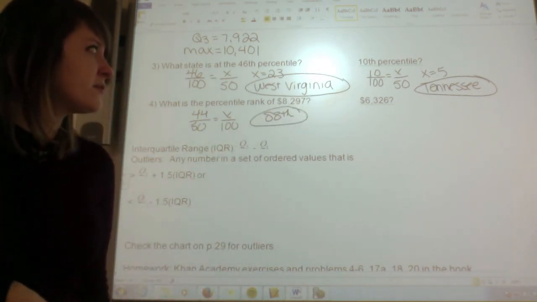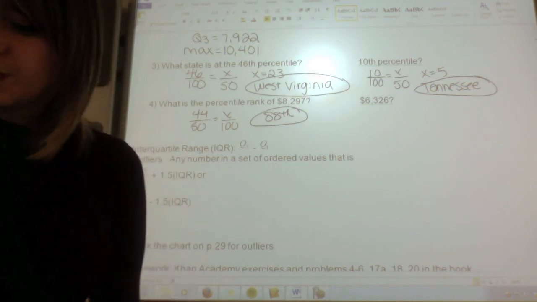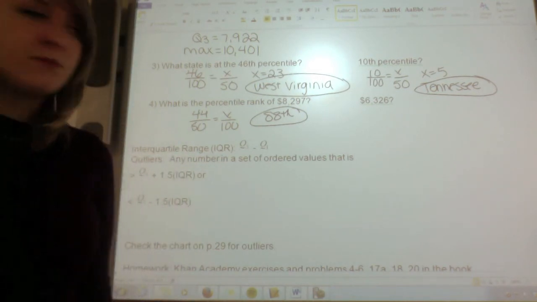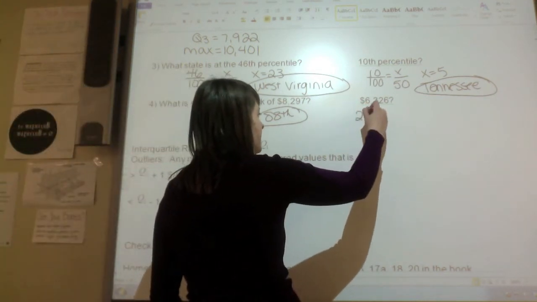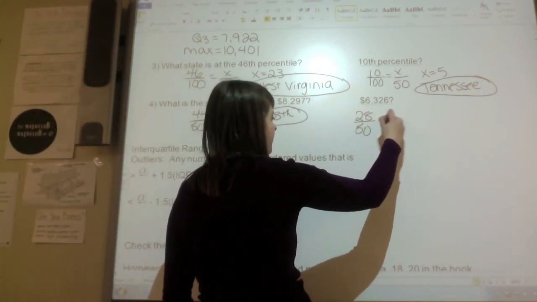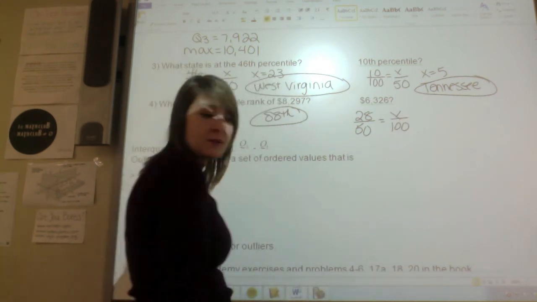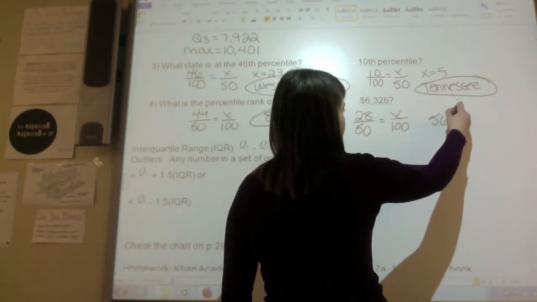Okay, I can do the same thing for 6,326. I look through my table, and I find that it's the 28th state, which is Missouri. So I can say 28 out of 50 equals x out of 100, and then I get that that is going to be the 56th percentile.